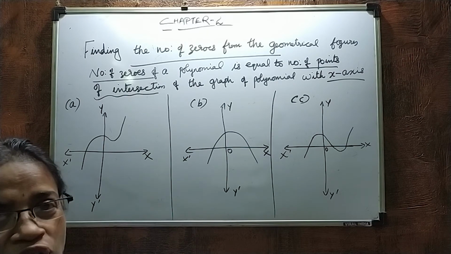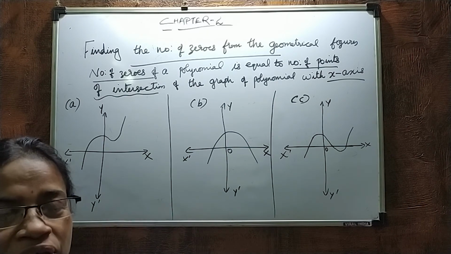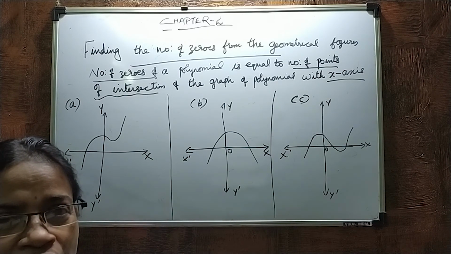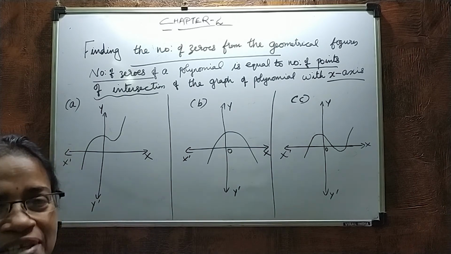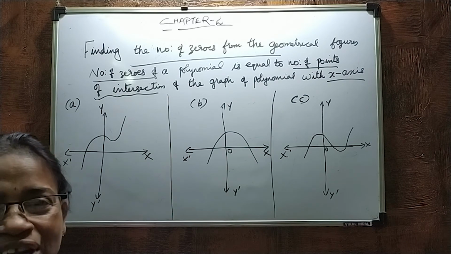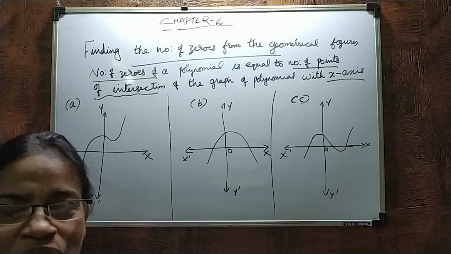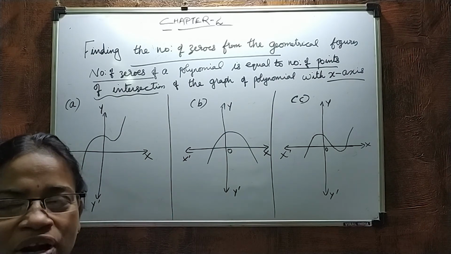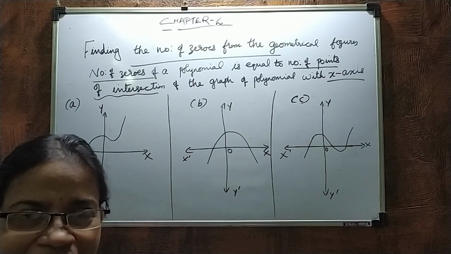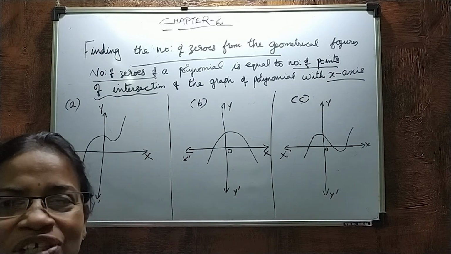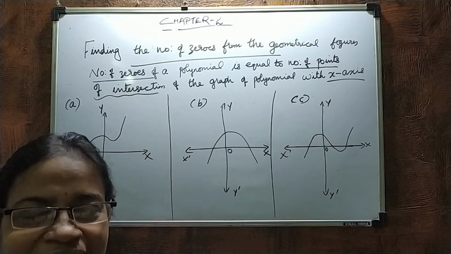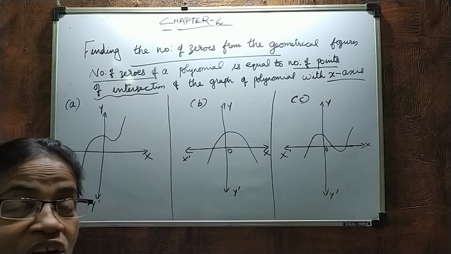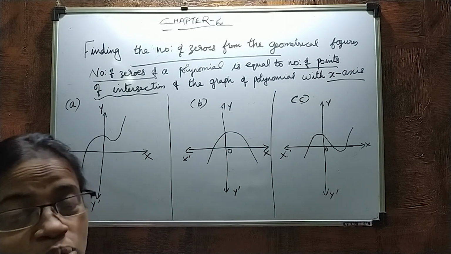Maybe the linear polynomial. How many zeros will there be for a linear polynomial? Everything I studied in 9th standard. The form is ax plus b, and the degree is 1. So the number of zeros will be 1. Then the quadratic polynomial, ax square plus bx plus c, and the degree is 2. Cubic polynomial, degree is 3. Like that, you have to find out how many zeros they have.